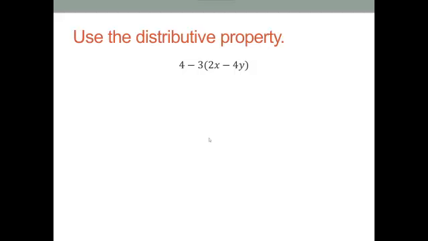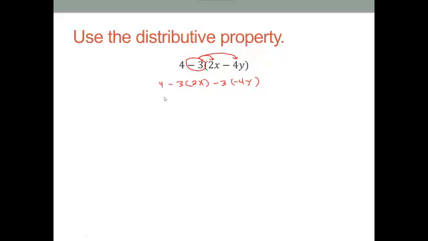Now, in the other two problems, we've had a positive number to distribute. If you have a problem that's set up like this one, 4 minus 3 times 2x minus 4y, you're going to treat this 3 as a negative 3. You're going to keep that sign that's in front of it, and you're going to distribute that to each one of those. So again, if you want to expand it out, that would look like 4 minus 3 times 2x, and then again minus 3, since that was a negative 3 there, times negative 4y, since there was a minus in front of the 4y.